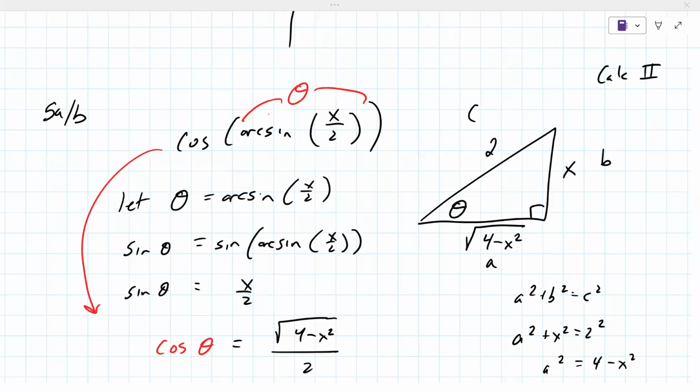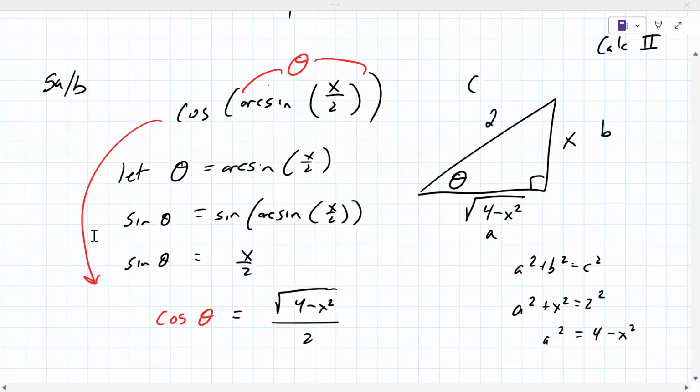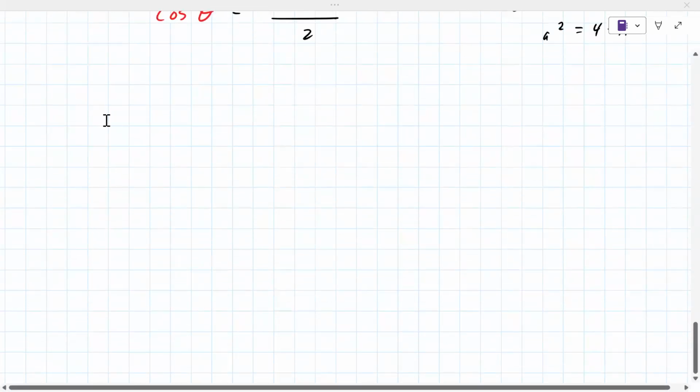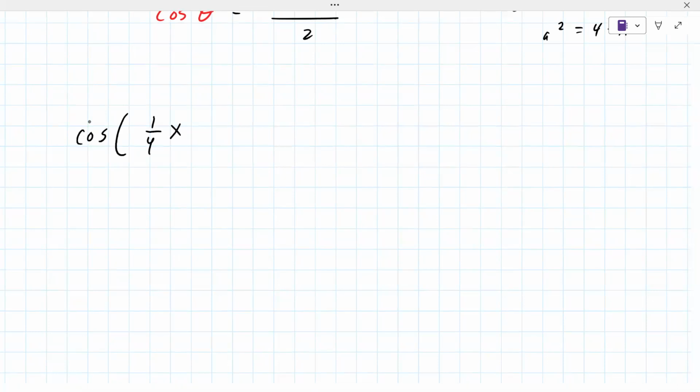So on to the other side of the page there. We really didn't spend enough time last time talking about this. Let's keep it really simple here. Let's say it's the cosine of 1/4 x equals -1/2. Okay.